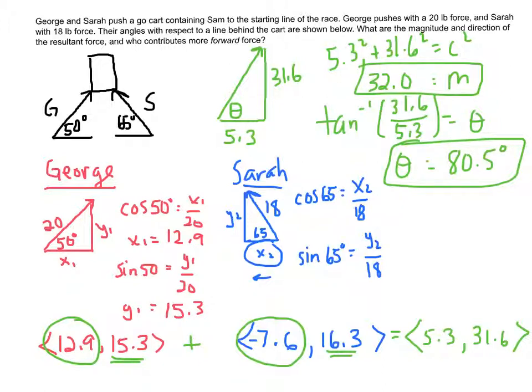And then the last question says, who contributes more forward force? So what I'm assuming is that forward force means the force that's heading up, because they're trying to push this cart forward. So whoever has the most vertical component, and that looks like the winner would be Sarah. Sarah contributes 16.3, and George only contributes 15.3. So Sarah contributes 1 more pound of force in the forward direction. And there you have the George and Sarah problem.